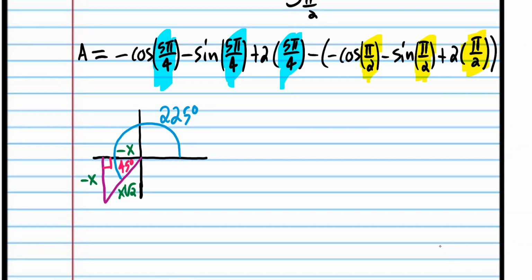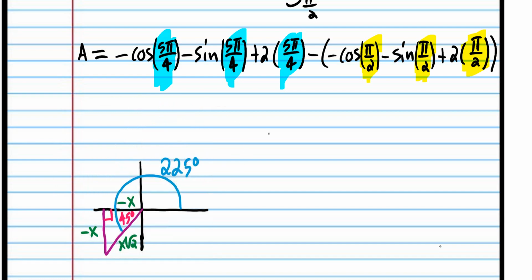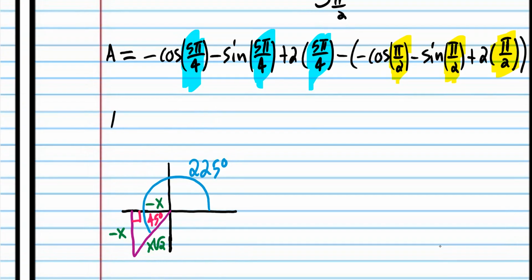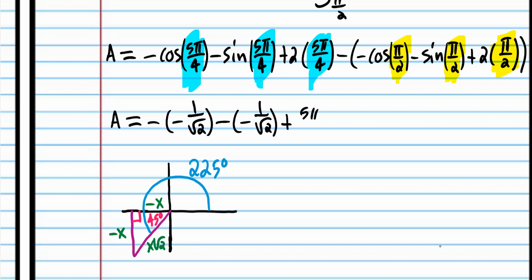Okay, so cosine of a 225 degree angle can be calculated using that triangle down there. So cosine is the adjacent side divided by the hypotenuse. So we have negative 1 over root 2. Sine is the opposite side divided by the hypotenuse, which gives us the same number, negative 1 over root 2. And we multiply, we get 5 pi over 2.